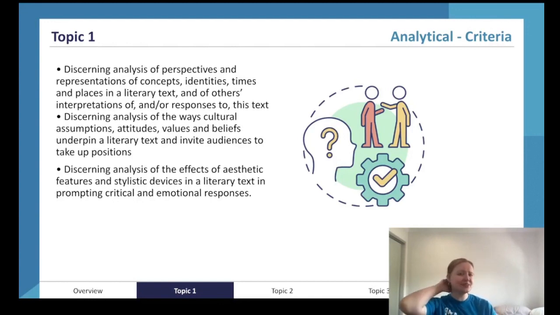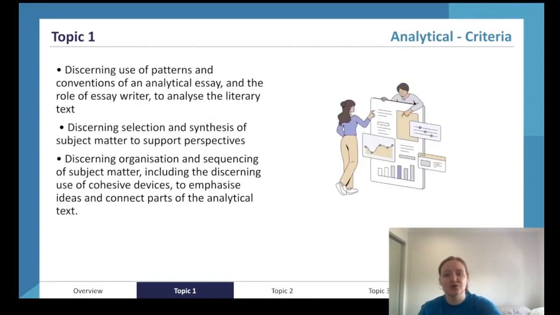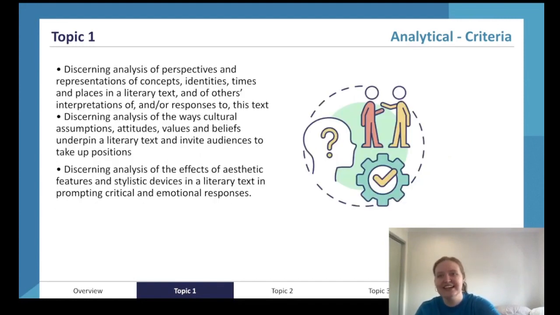All right, we're going to have a little look at some of the key criteria for this first analytical task. Now, the word you're going to be seeing the most in this criteria is the word discerning. And discerning essentially means showing or demonstrating good judgment. So discerning analysis or discerning use of something, discerning selection, just means that you have really thought intentionally about how you are writing this piece.